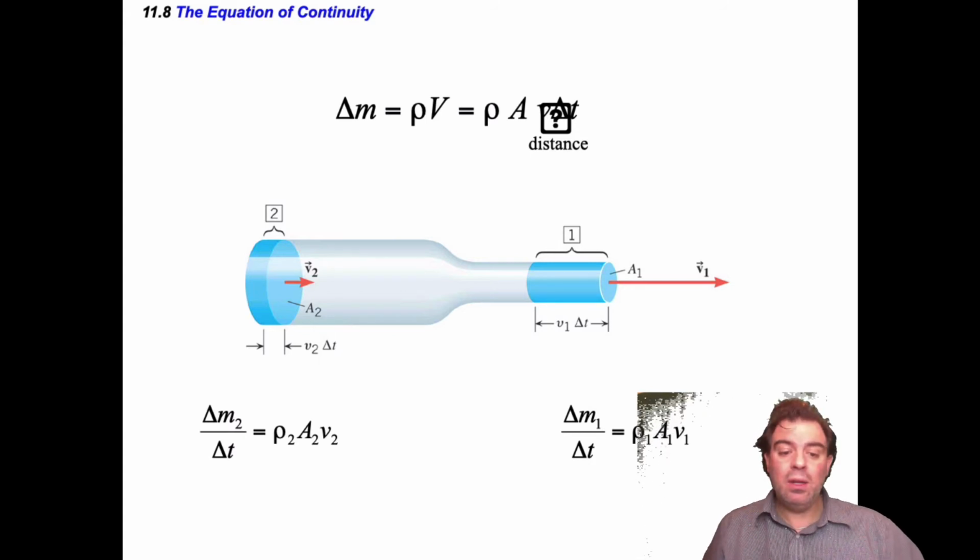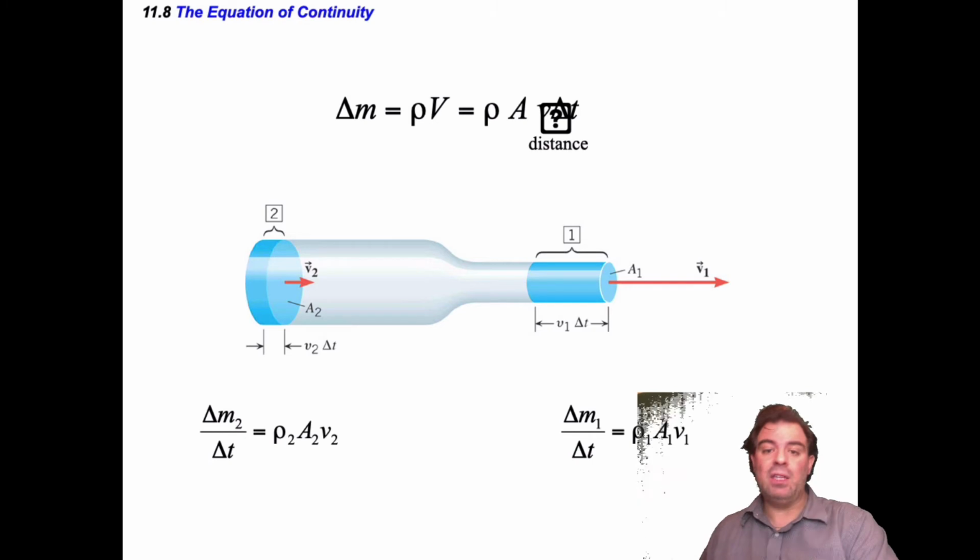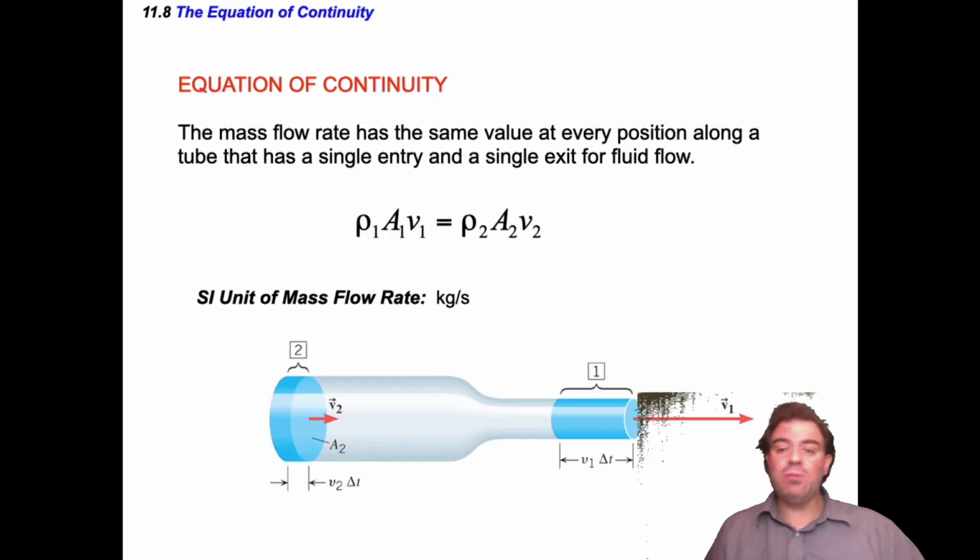So what does that mean? That means that the density times area times velocity of the first section is going to be equal to the density times area times velocity of the second section. And that's what the equation of continuity basically tells us. The mass flow rate has the same value at every position along the tube that has a single entry and a single exit for the fluid flow. Now, what are the units? That's very important for the mass flow rate.